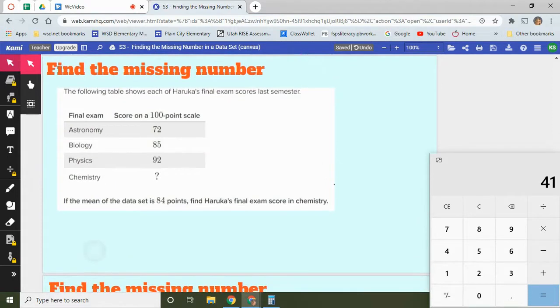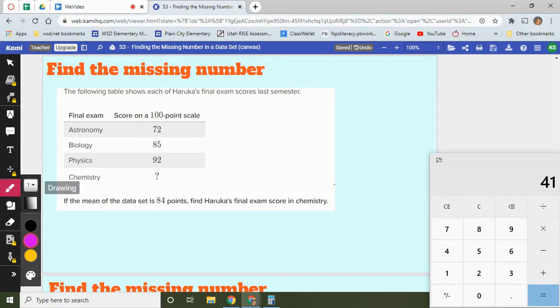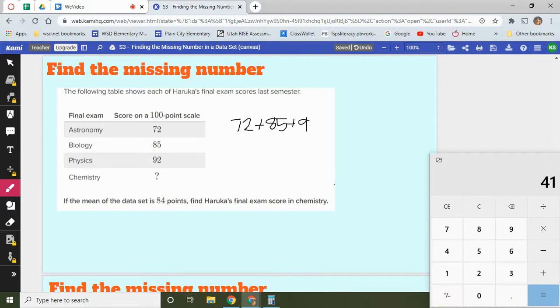All right, here we go on another one. Pause and try it. Okay, let's write it down. We have, let's see, their final exam scores last semester. So a 72, an 85, a 92, and a missing, divided by, there's 4 of them. And it says they have a mean of 84.